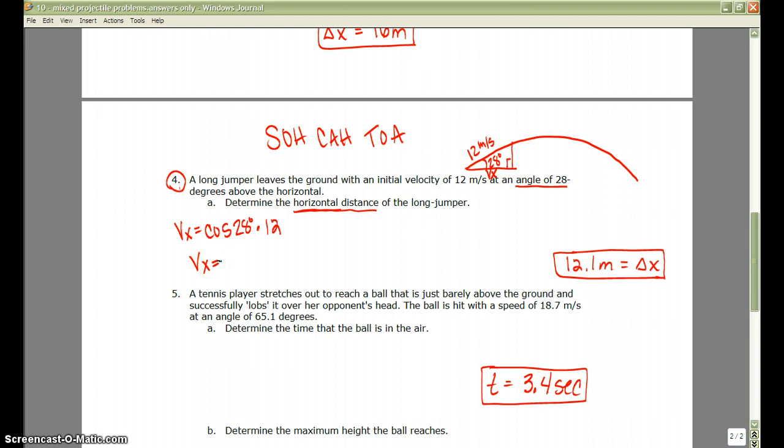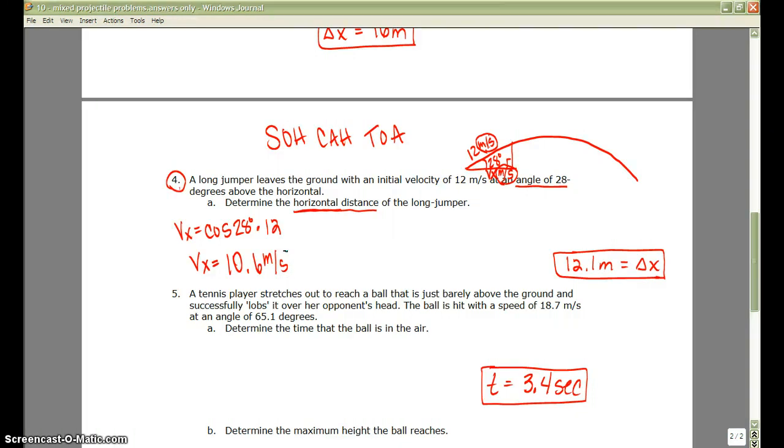So cosine of 28 times 12, oops, calculator error here, cosine of 28 times 12. So we'll get an initial velocity in the X direction. So this is not solving for distance. Notice your unit right here. This unit goes along with this number that's down here. So I know some of you were confusing this number with your answer. Notice our units. We can't switch units and change to a different one. So that means the velocity in our X direction is 10.6 meters per second.